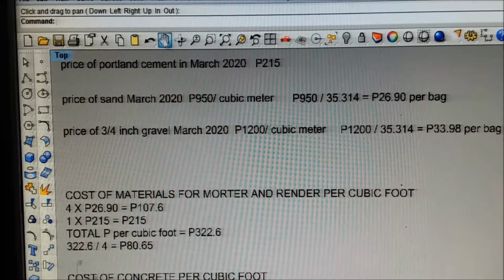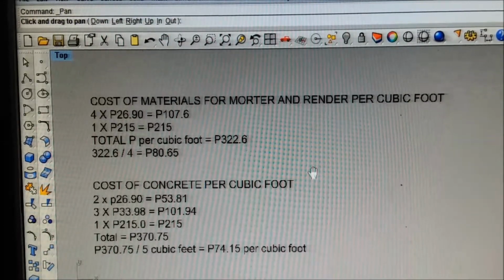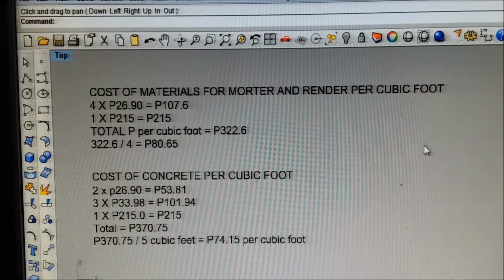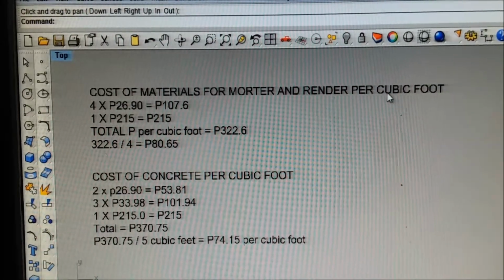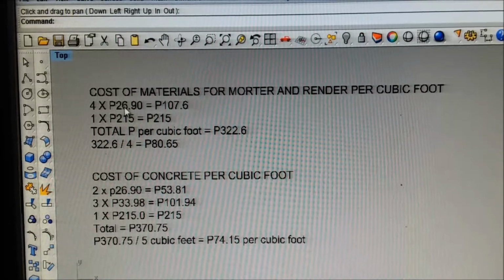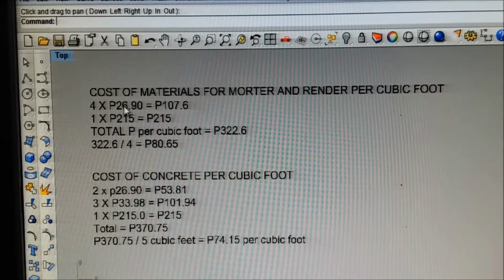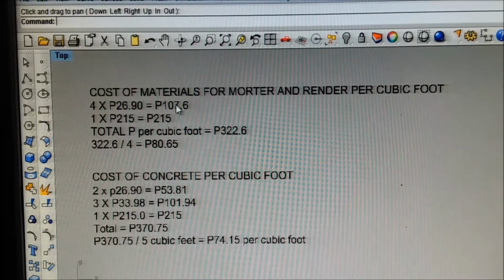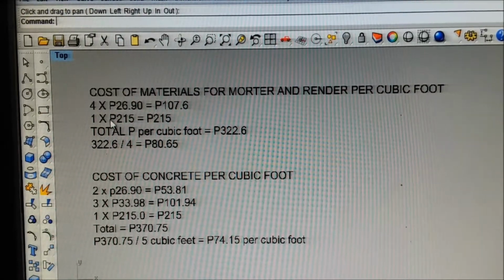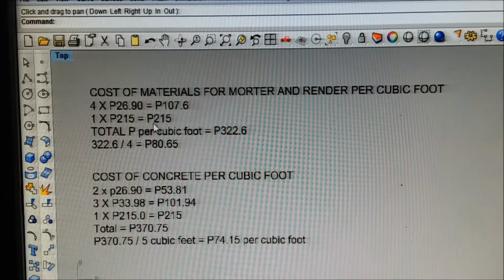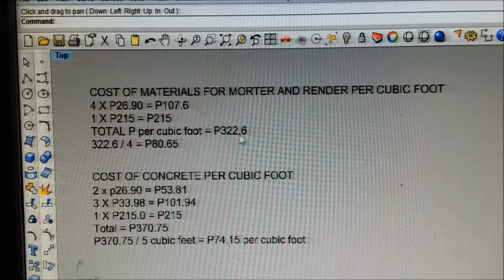So now we're going to take and combine this stuff. If we were making mortar or render, we're going to do it for a cubic foot. 4 times the 26.90, that's the sand, comes out to 107.6 pesos. And you mix 4 sand to 1 cement if you're trying to make mortar. So we're going to do 1 times 215. We're going to add those together, the 107 and 215, we're going to get 322.6.